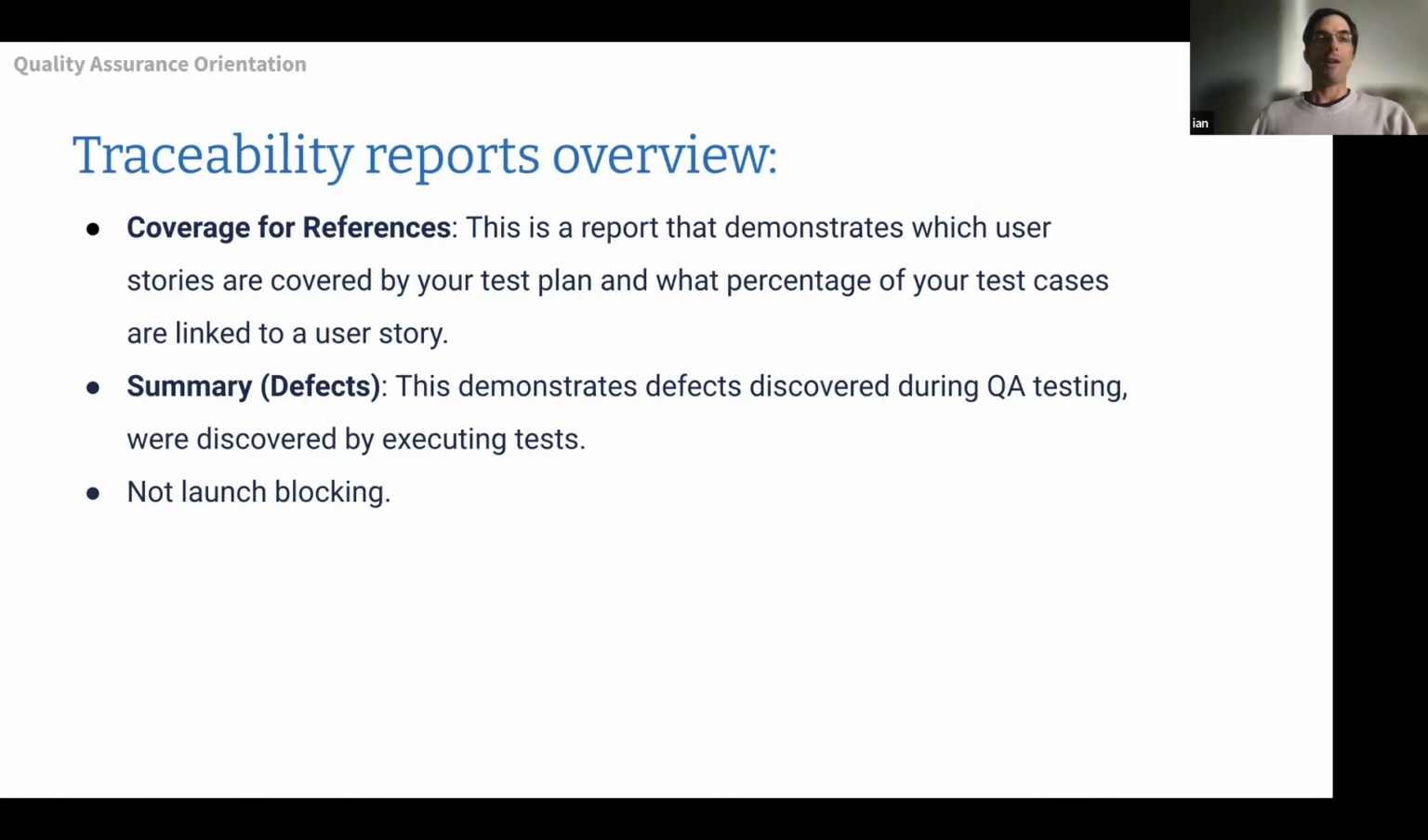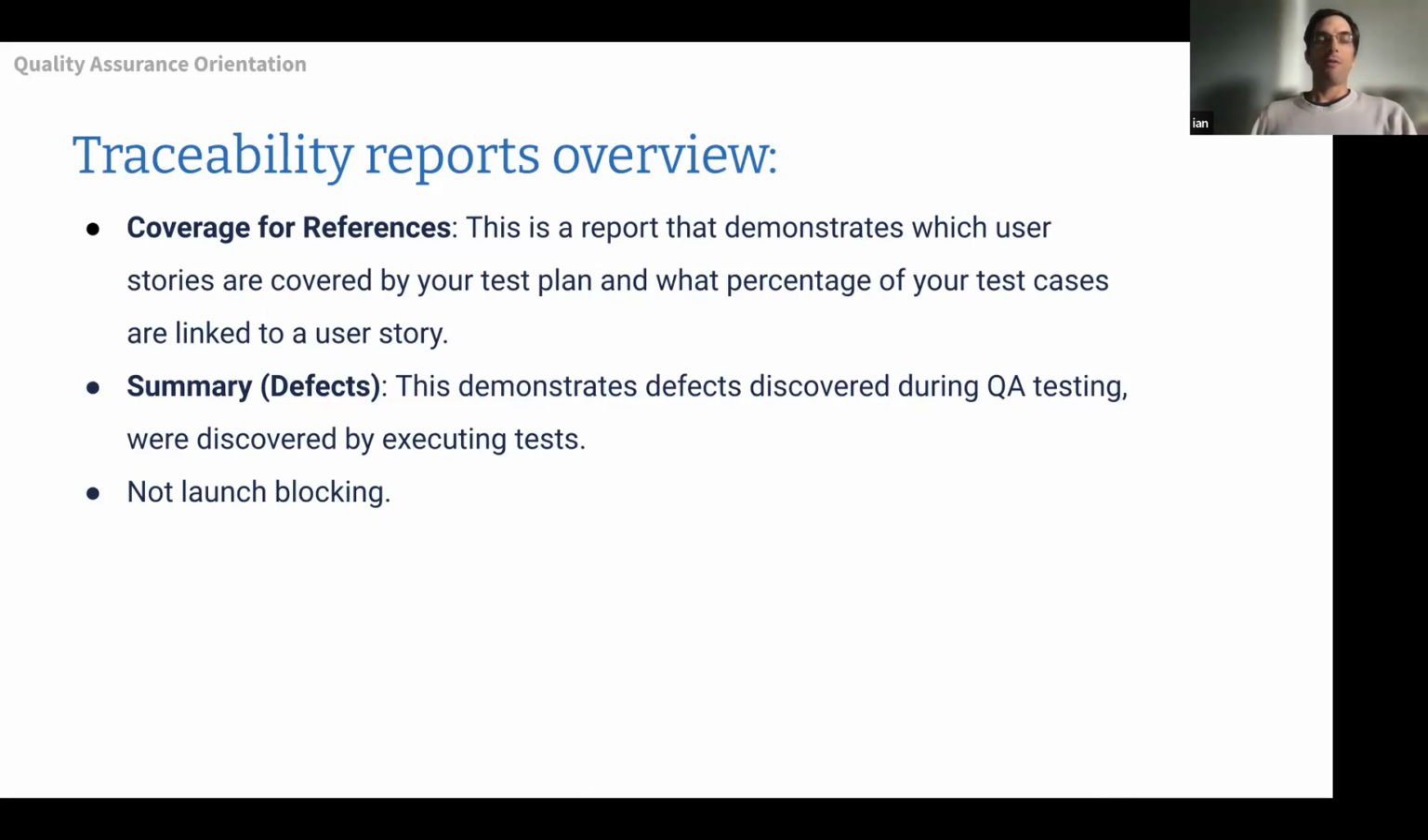And so we have an artifact called the coverage for references as part of the traceability reports. The coverage for references is a report that demonstrates that the stories are covered by your test plan. And in effect, it boils down to a percentage, what percentage of your test cases, or another way of saying it is what percentage of your user stories are covered by your test cases.